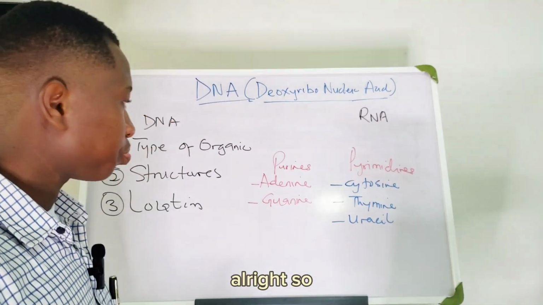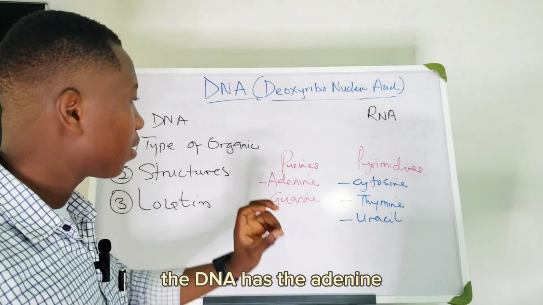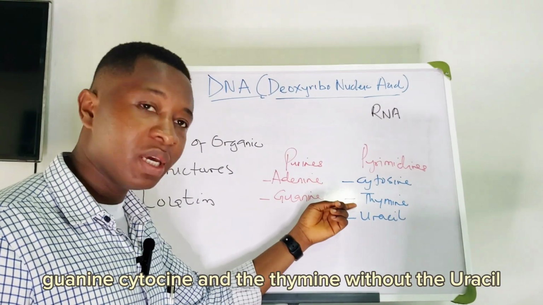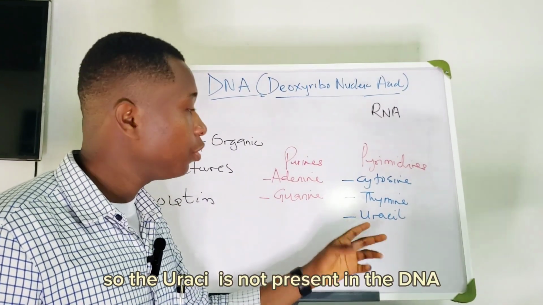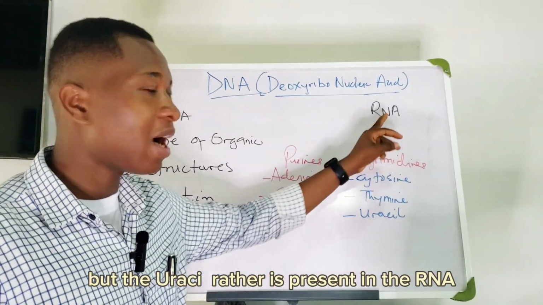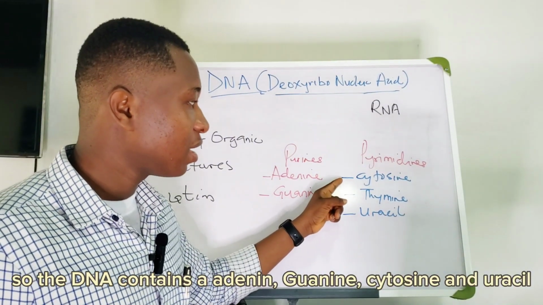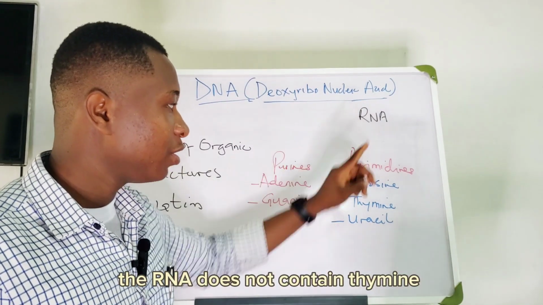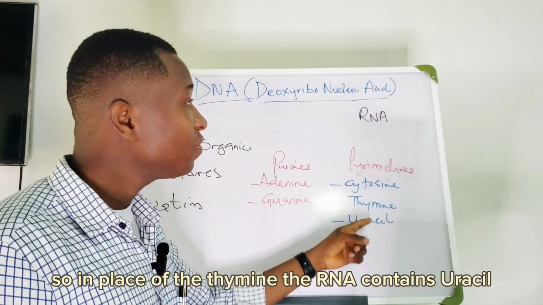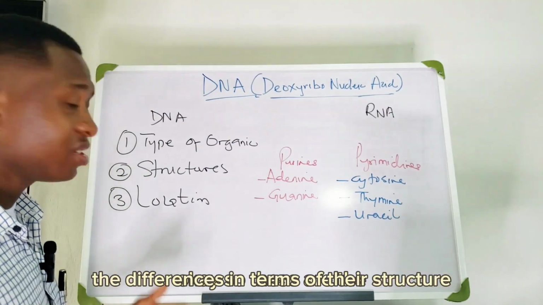All right, so out of these 5 different bases, the DNA has the adenine, the guanine, the cytosine, and the thymine without the uracil. So the uracil is not present in the DNA, but the uracil rather is present in the RNA. So the RNA contains adenine, guanine, cytosine, and uracil. The RNA does not contain thymine, but the DNA contains thymine. So in place of the thymine, the RNA contains uracil. Okay, now let's look at the differences in terms of their structure.